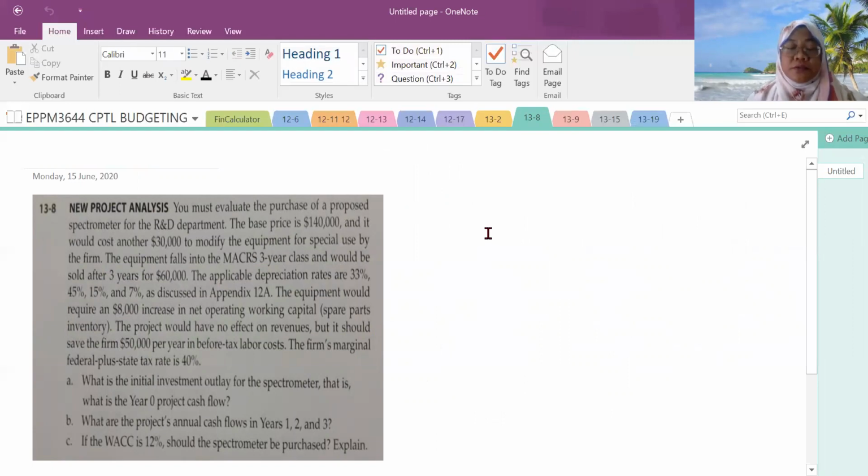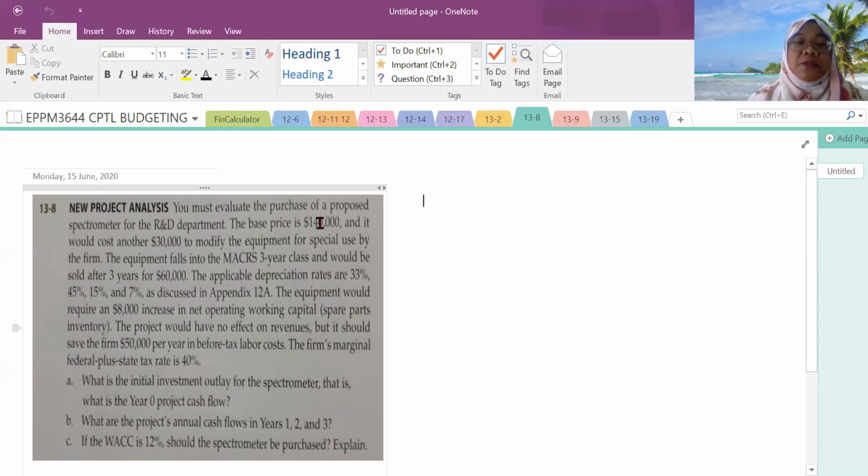Okay, so for this question, ini is a new project analysis. Basically, lecture kita memang fokus on new project analysis. Ya, new project. Contohnya you beli aset baru, equipment baru, ataupun boleh juga kalau kita kata macam buat renovation, modification dan sebagainya, something yang sebelum ni belum ada, right? Itu new project. Okay, dalam problem ni, kita tengok soalannya dulu.